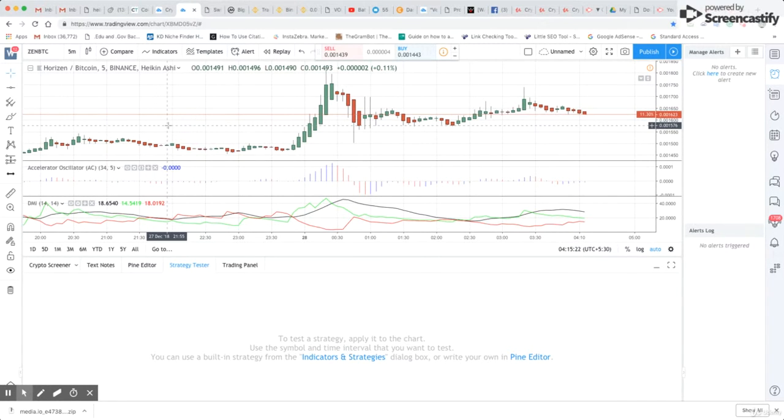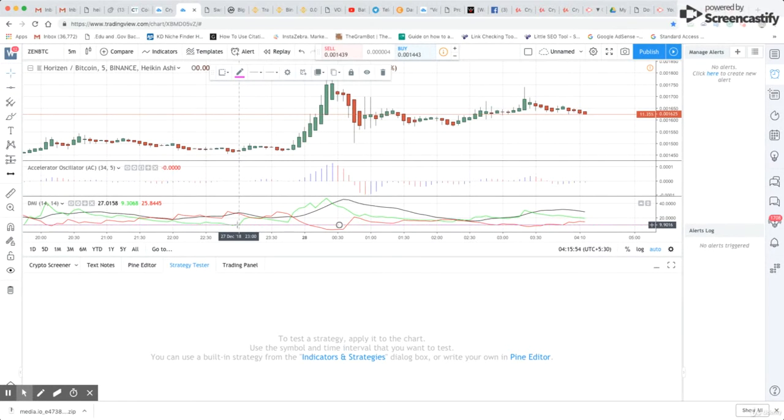For taking the entry, rule number one is this green line should be touching at least 10 points. On the left side you can see this is 40, this is 20, and 10 is somewhere here. So for that you can add a small horizontal line at this point, say 9.9. You see this purple horizontal line.